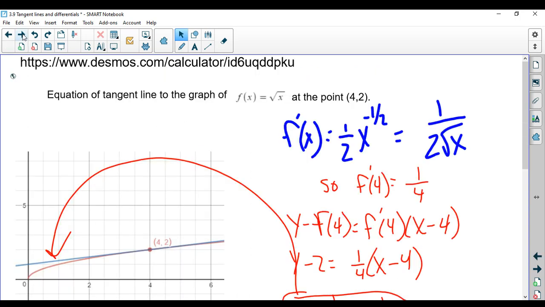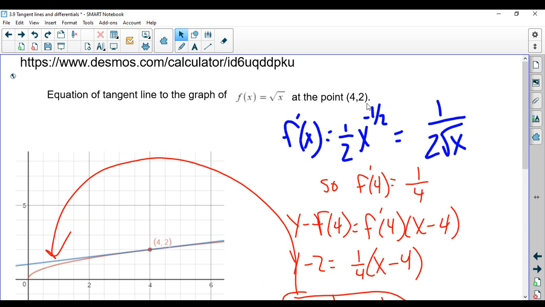So we're going to start with this graph, the graph of f of x equals the square root of x. And it looks like this. There it is. It's what the square root of x graph looks like. So you're familiar with that. We're going to determine what the tangent line to that graph is at x equals 4.